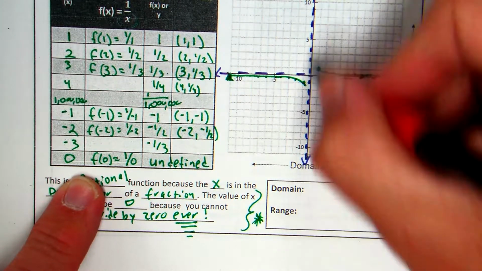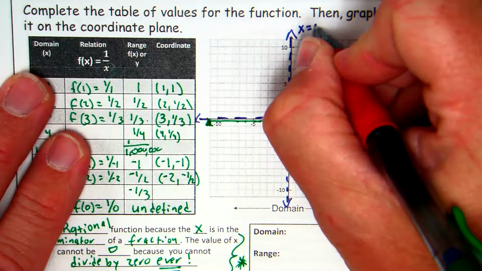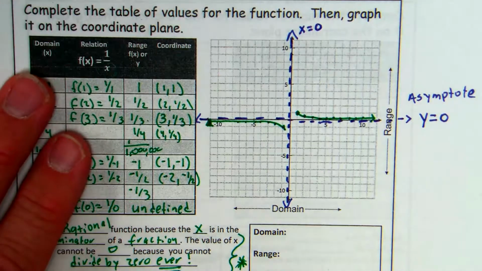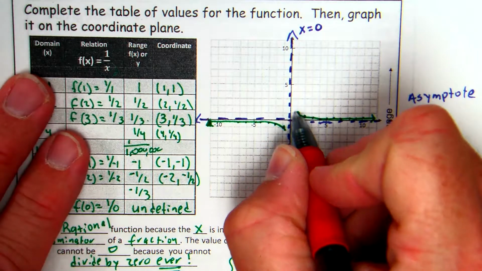Remember, an asymptote says your graph will never touch this line. This is x equals 0. Vertical lines are always x equals. And then we're going to figure out what goes on in this space.